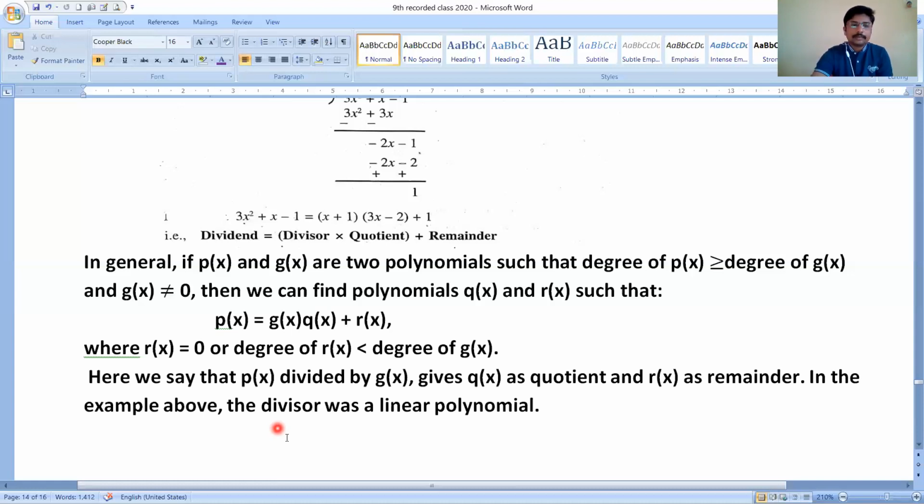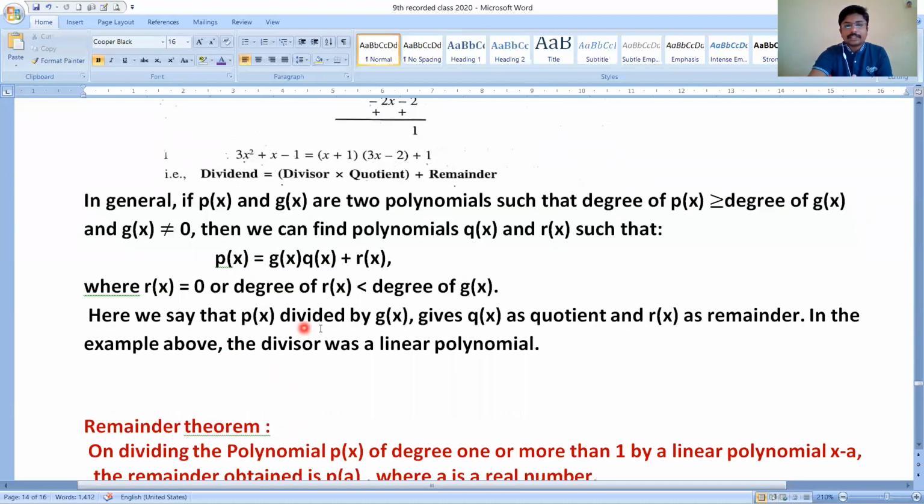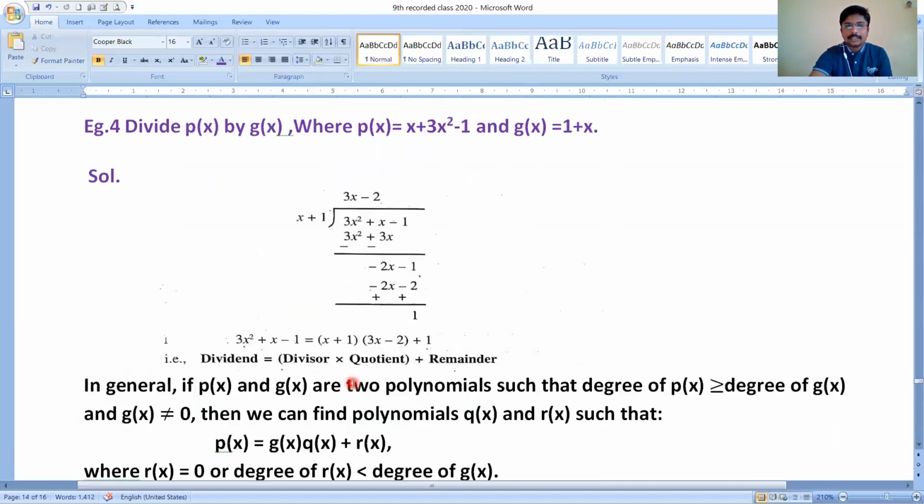Understood? Here we say that p of x divided by g of x gives q of x as quotient and r of x as remainder. In the example above, the divisor was a linear polynomial. We have to consider a linear polynomial here because we are explaining the remainder theorem, which is based on linear polynomials. Here the divisor is a linear polynomial. For that reason I considered it like this.